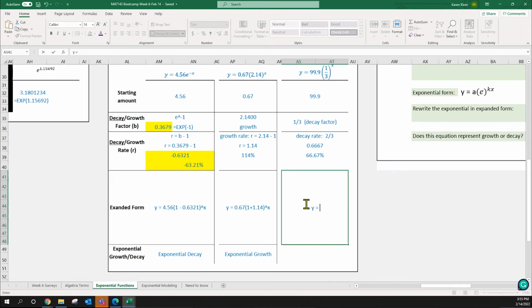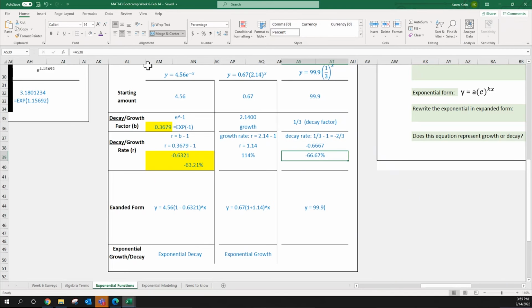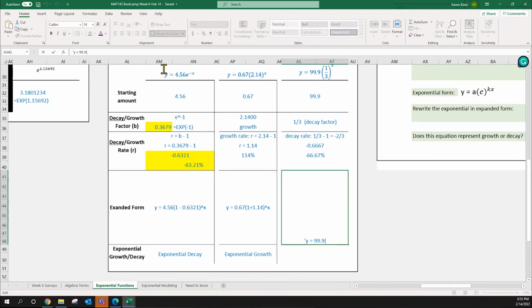The expanded form for this one's going to be 99.9. Actually, this should be negative, should it not? I didn't write that out. So it'd be 1/3 minus 1, so that should equal a negative 2/3. So this should be negative, and that will be negative. Negatives matter. So we have 0.667, because that would give us a totally different answer if we did not include that negative. That's to the power x. And we're back to an exponential decay.